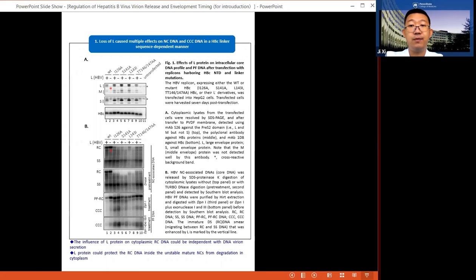In contrast to the wild-type, the NTD L126A and the linker mutants S141A and L143I, with unstable mature capsid and low to no virion secretion, showed decreased levels of rcDNA in the absence of L protein expression. This result indicates the influence of L protein on the cytoplasmic rcDNA could be independent of DNA virion secretion, and L protein could protect the rcDNA inside the unstable mature capsid from degradation in the cytoplasm.